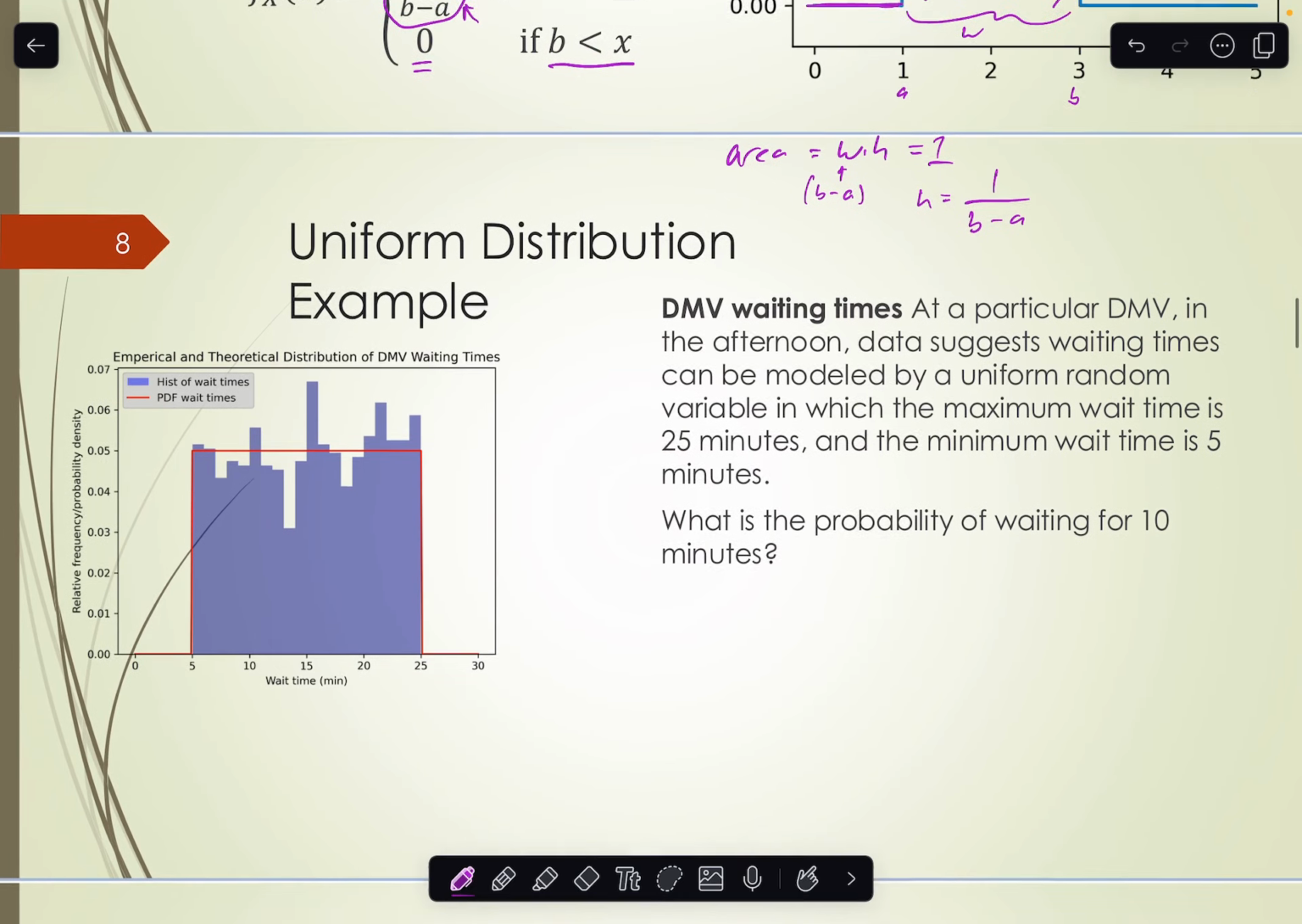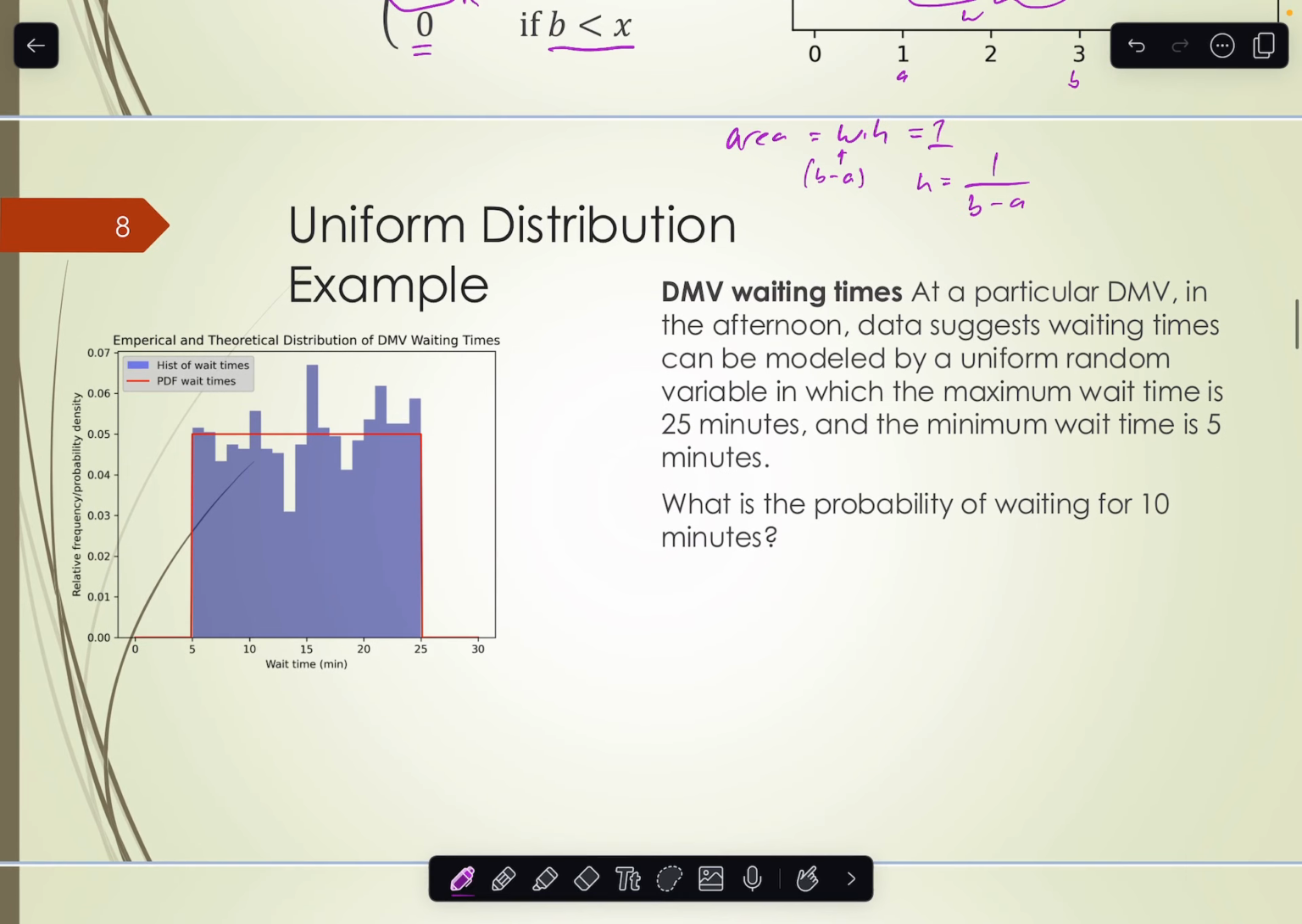Okay, let's look at an example. At a DMV, waiting times can be modeled by a uniform random variable in which the maximum wait time is 25 minutes. We see that there on this plot.